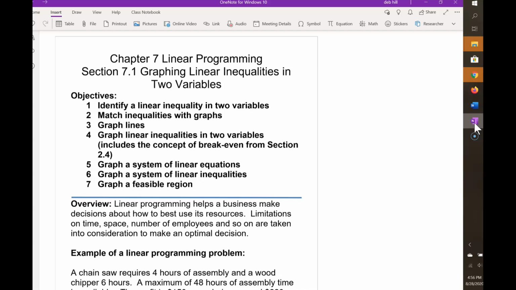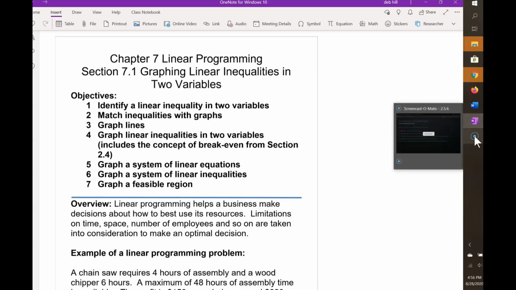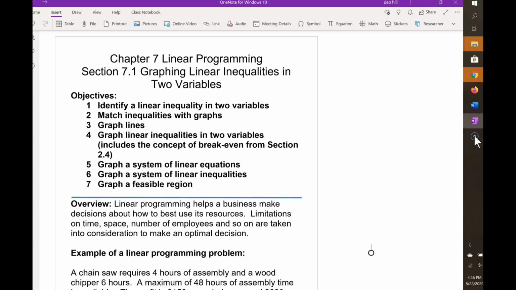But before we can do that, we have some skills that we need to develop and make sure are robust before we go on to putting the whole thing together. So in each section, I have the objectives listed that hopefully at the end of the section, you can come back here and say, do I know how to identify a linear inequality in two variables? Check. Do I know how to match an inequality with its graph? Check. And make sure that you do know how to do all the things that are listed in the objectives.